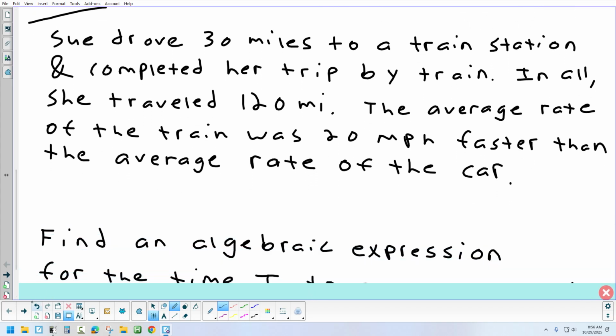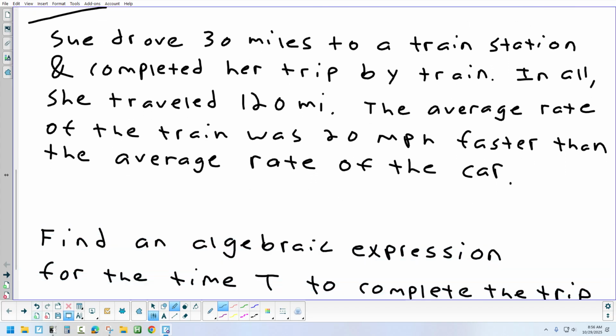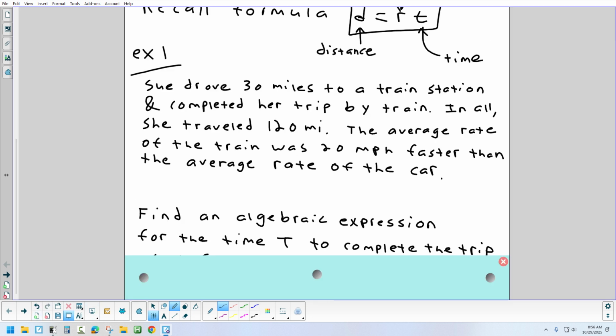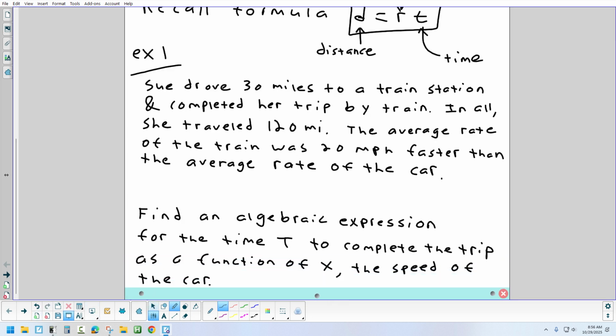So they want us to figure out the time that it's going to take for her to complete the trip as a function of x, which is going to represent the speed of the car. So in other words, when we're done, we're going to have a formula that if you tell me the speed of the car, I can plug that into the formula, and it'll automatically calculate how long this trip is going to take.